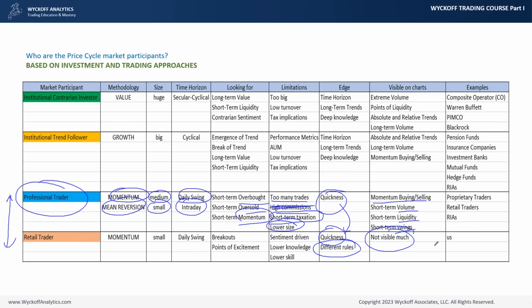So obviously retail traders are us: professional traders, proprietary traders, retail traders, or registered investment advisors, institutional advisors. They could be of different size. I'm looking here at anything from, let's say, 1 million to, let's say, 50 million. They still would be in that range.